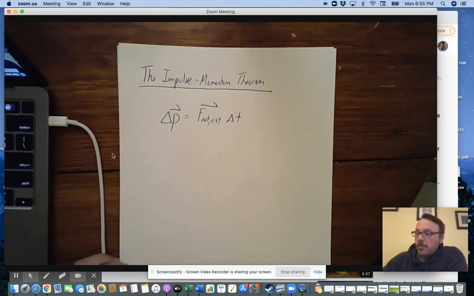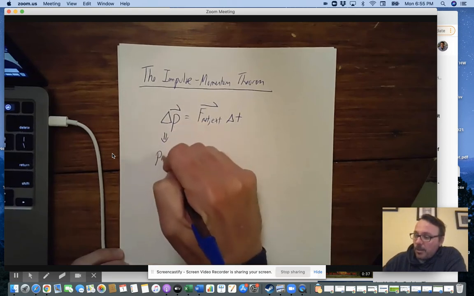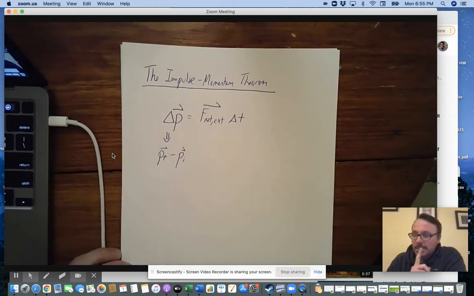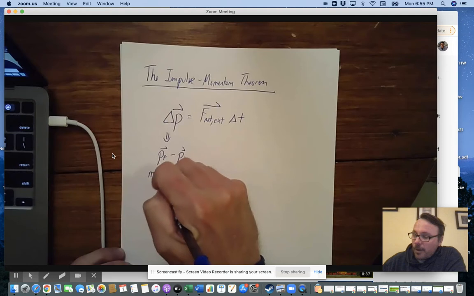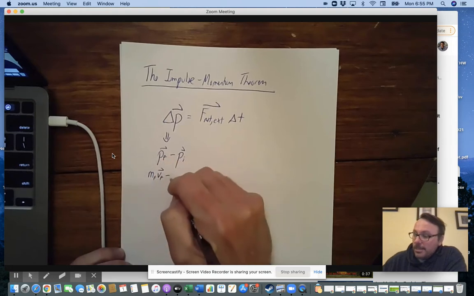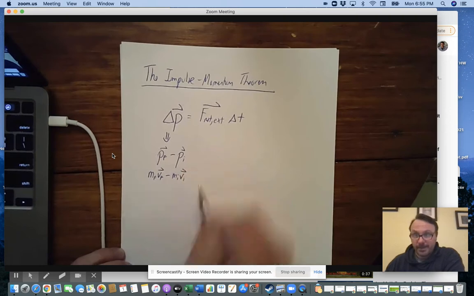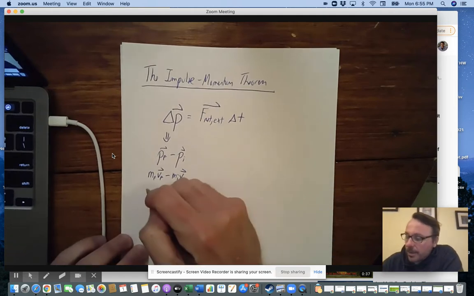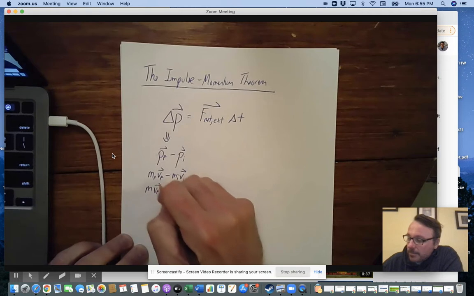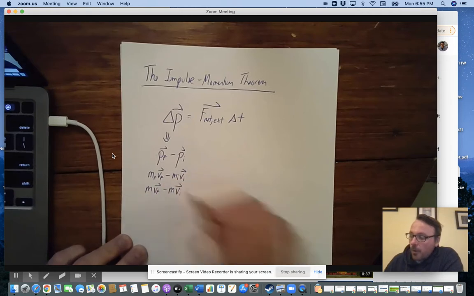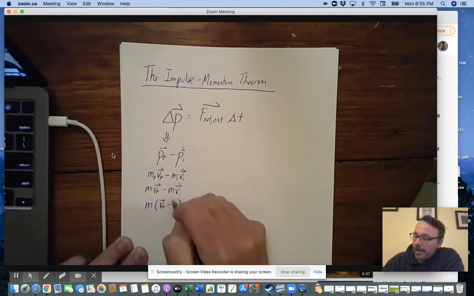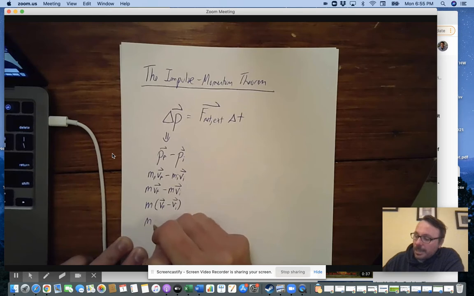So delta P, remember, is just P final minus P initial. Now, I do want to show you some mathematical nicety with that. So that's mass times final velocity vector minus mass times initial velocity vector. And we said oftentimes that mass is constant through an interaction. So if mass is constant, I can drop the subscripts there. And then what you hopefully notice is I can factor it out, and that term would just become delta V.